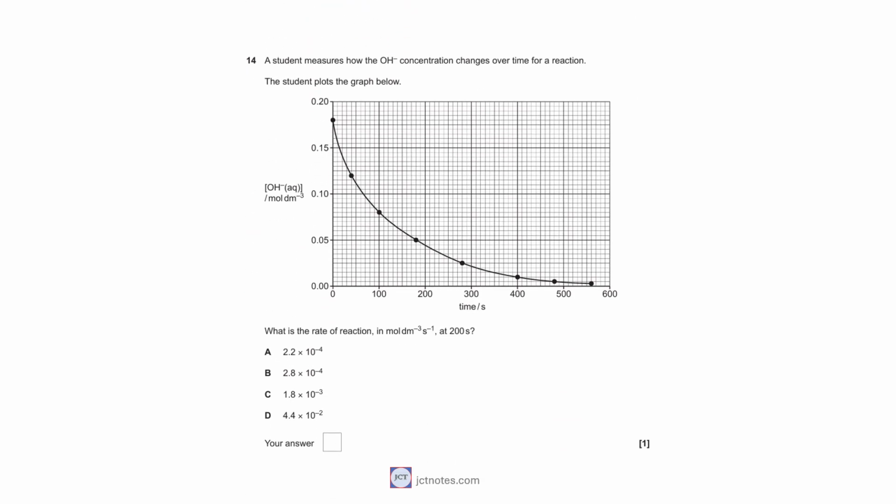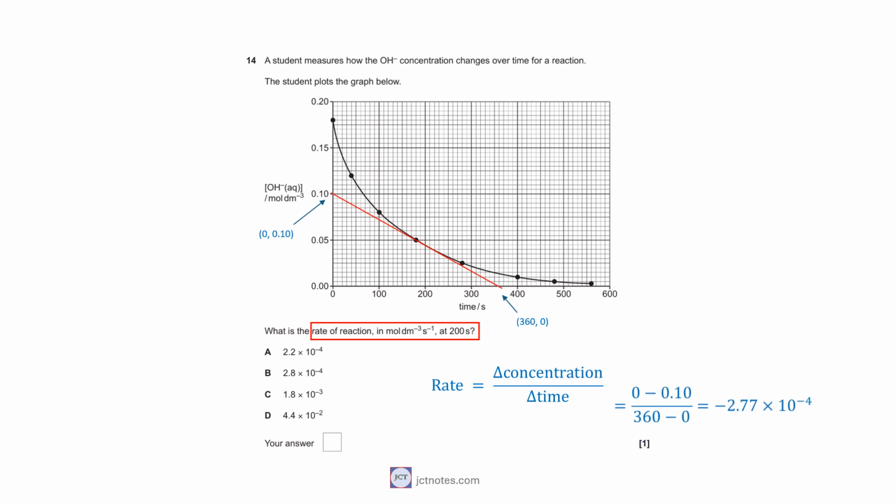In question 14, a student measures how the OH- concentration changes over time for a reaction and a plot is provided. We are asked what is the rate of reaction, in mole per cubic decimeter and second, at 200 seconds. The rate of reaction is the speed of change of concentration of the OH- with time. We can measure it by drawing the tangent at 200 seconds and measuring its slope. I get a value of -2.77 by 10 to the power of -4. The negative sign indicates that the concentration reduces over time. We take the absolute value and the answer is B.